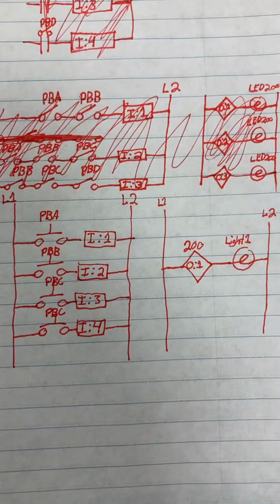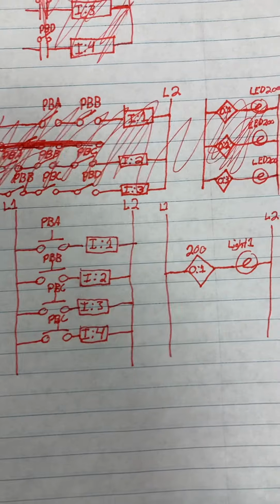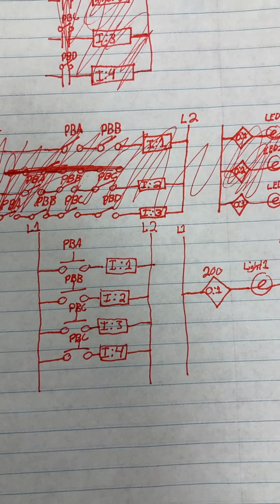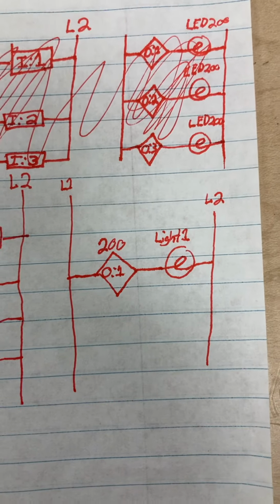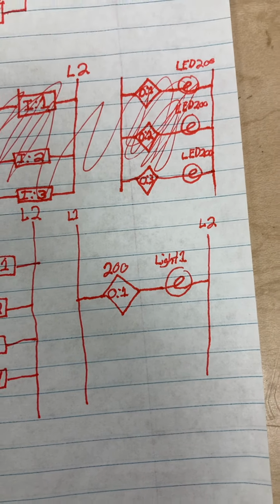This is our input output module to show for push buttons A, B, C, and D, or 1, 2, 3, and 4, with a single output, with the light being 200.